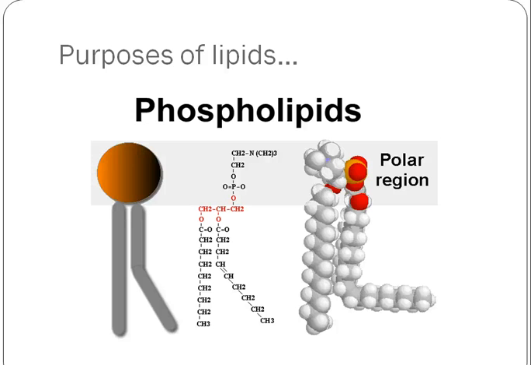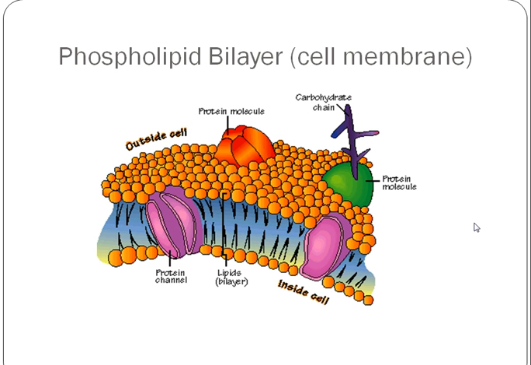All right, purposes of lipids. Phospholipids. This guy we'll hear more about next module. But what we have here is a phosphate, which is polar, hooked onto two legs that are lipids that are nonpolar. Where do we use them? Oh, in our cell membrane. This is the cell membrane. It's two layers of those phospholipids.